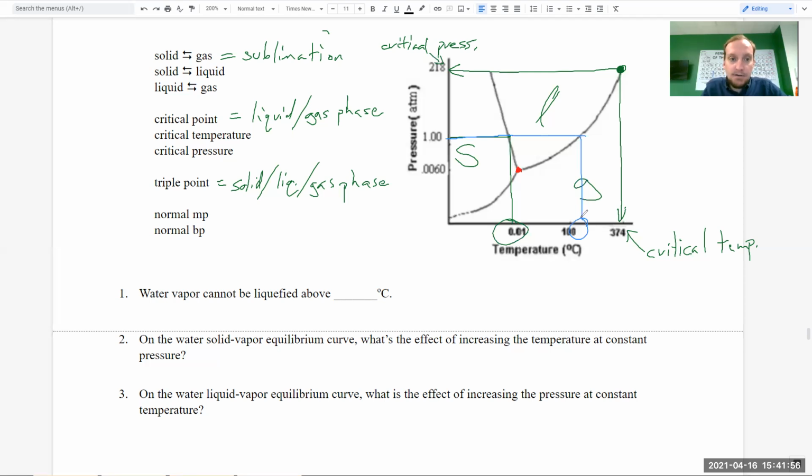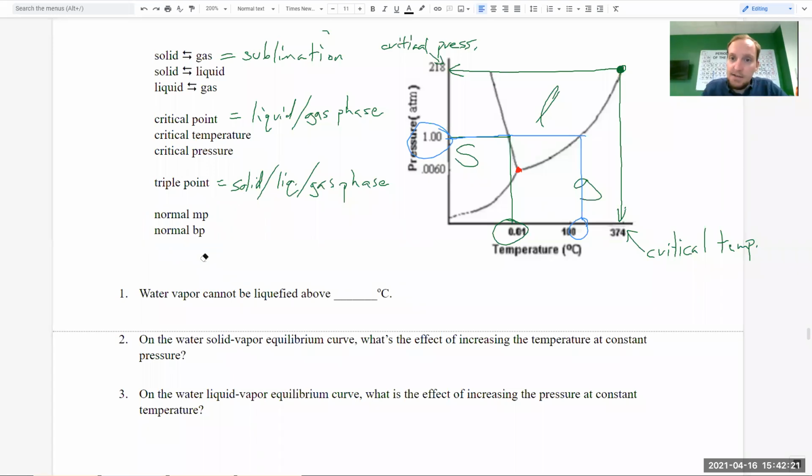Okay, so again, for the normal, all you do is you find 1 atmosphere, and then you go over to the melting line or freezing line, which will give you your normal melting point, which is in green, or the blue, which is your boiling point. You go over all the way to your phase change between liquid and gas, which is boiling, and then you go straight down to find that temperature on the x-axis. That's how you find your normal boiling point and normal melting point.